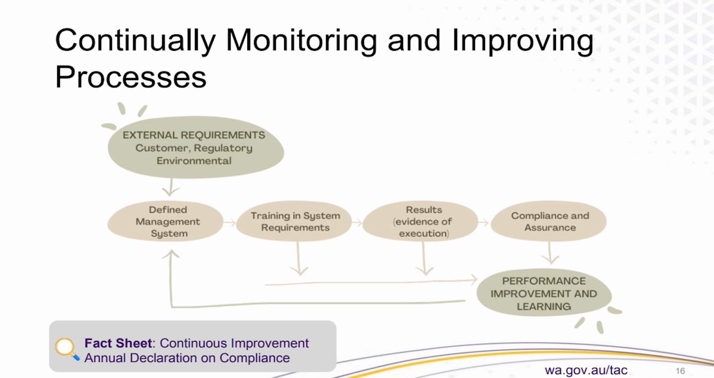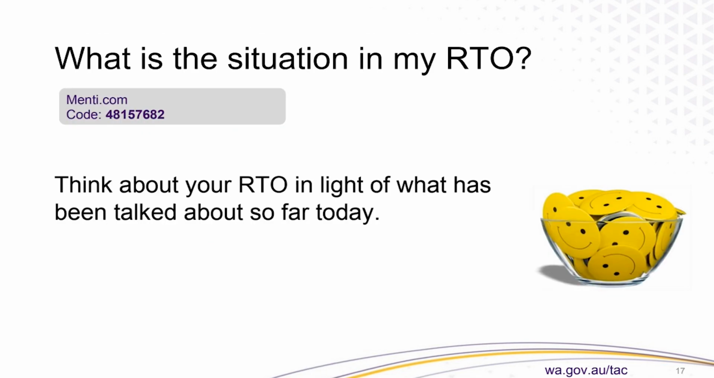So these things work together. As I said, it's a continually moving feast, and it's something that we expect to see happening in RTOs. Okay, so I've got some questions for you now. We're going to go back to Mentimeter, and we're asking you to think about your RTO in light of the things that we have talked about so far in our session. We've got 3 questions that we're going to ask you.